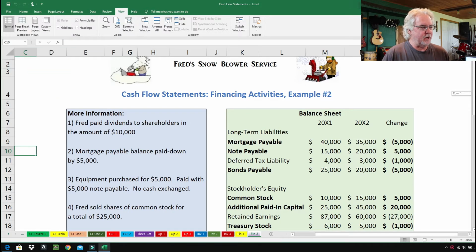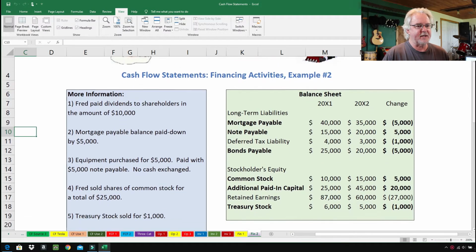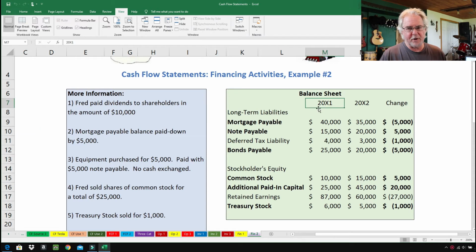So here we go. What I've got for us is a couple of balance sheets. I've got one for the prior year, 2001, one for the current year, 2002, and we're going to look at the change between the two. Also, I've got some extra information because when you're doing the investing activities and the financing activities, a lot of times you need to dig deeper and find out what's going on.